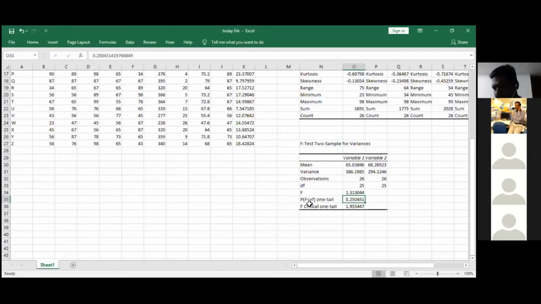What is the hypothesis? You compare the table values, and it is rejected or not rejected, for the F test for two-sample variance.